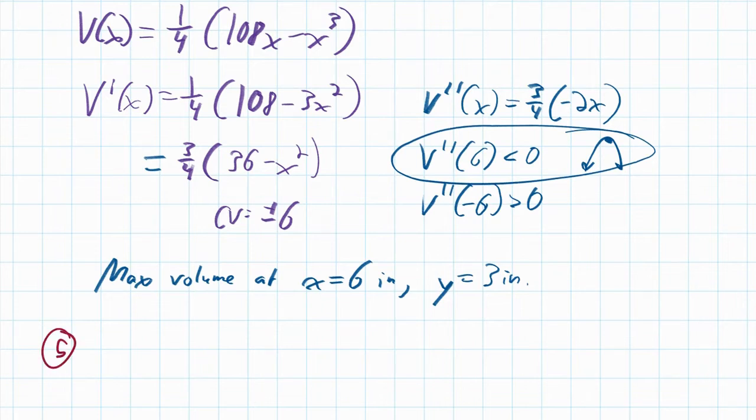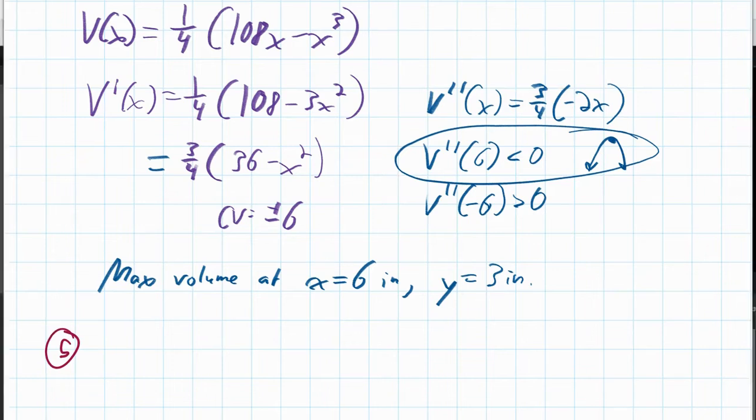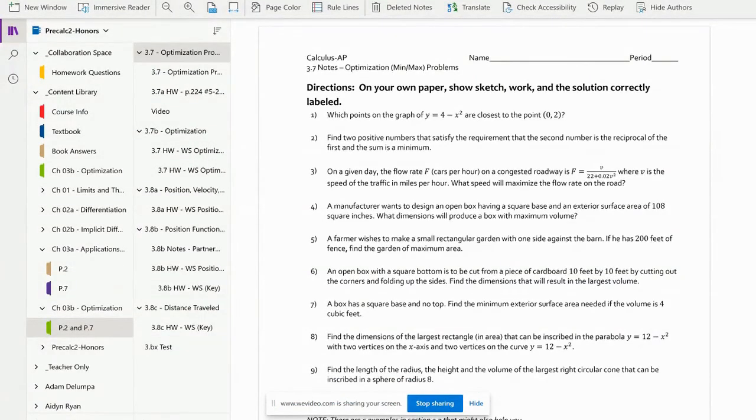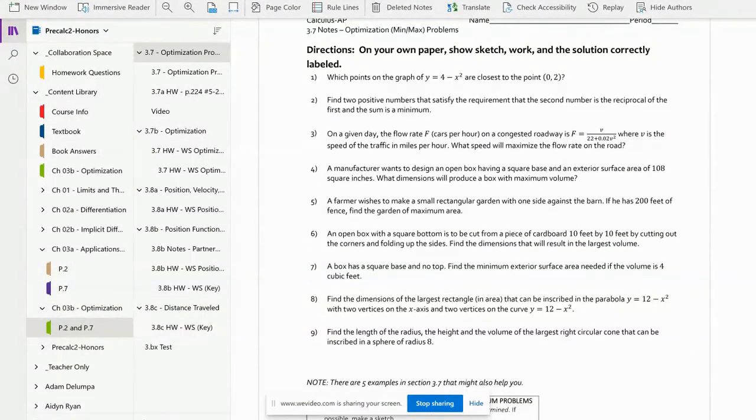Number 5, a farmer wishes to make a small rectangular garden with one side against the barn, and he has 200 feet of fence. It kind of freezes on me a little bit because it's syncing a lot of your postings right now.